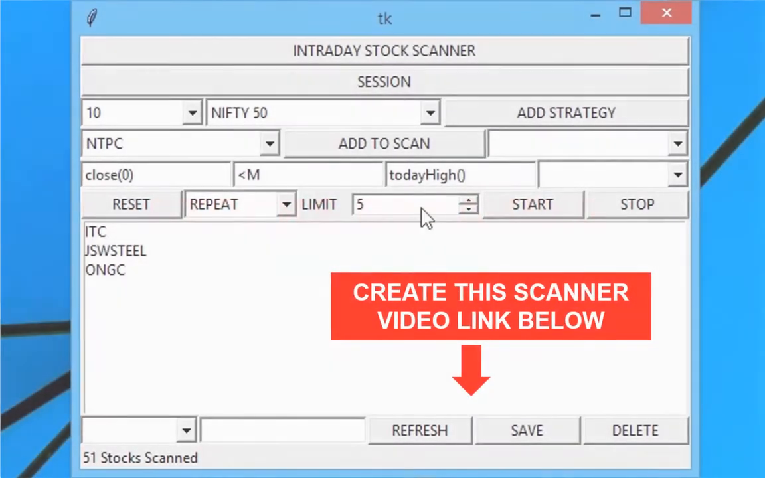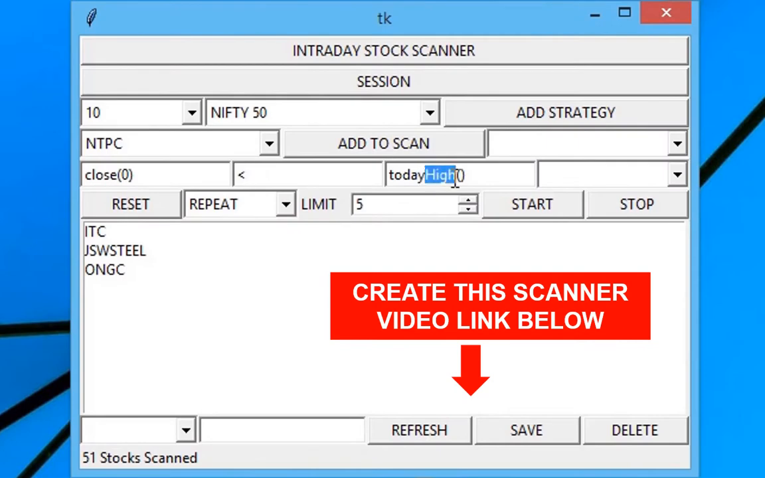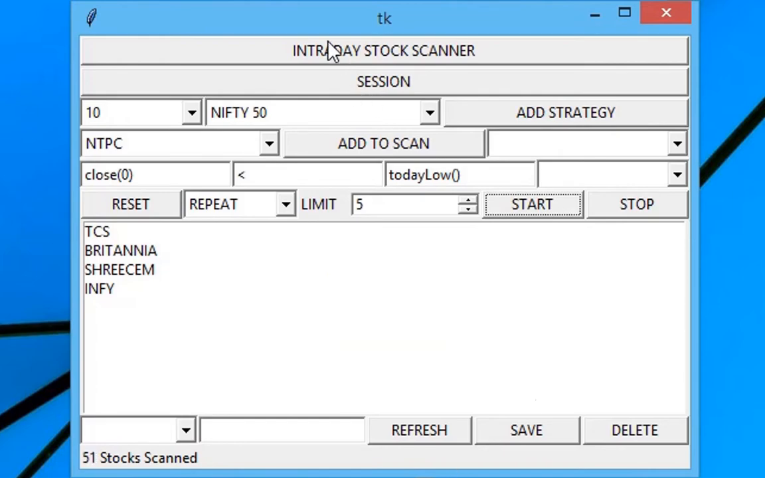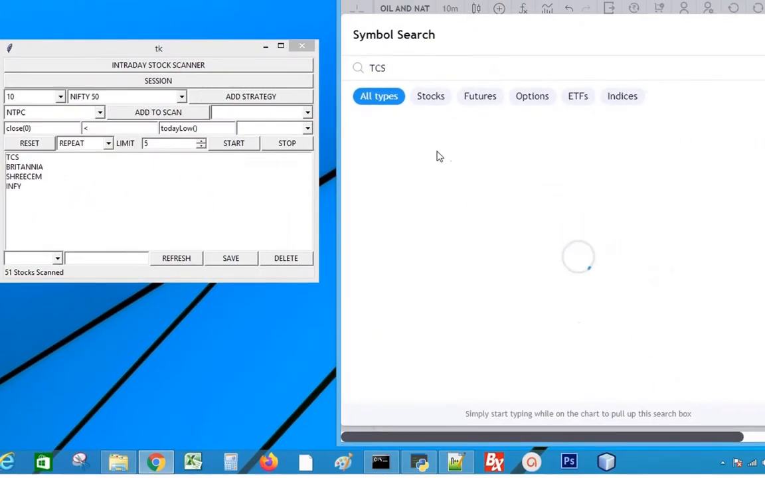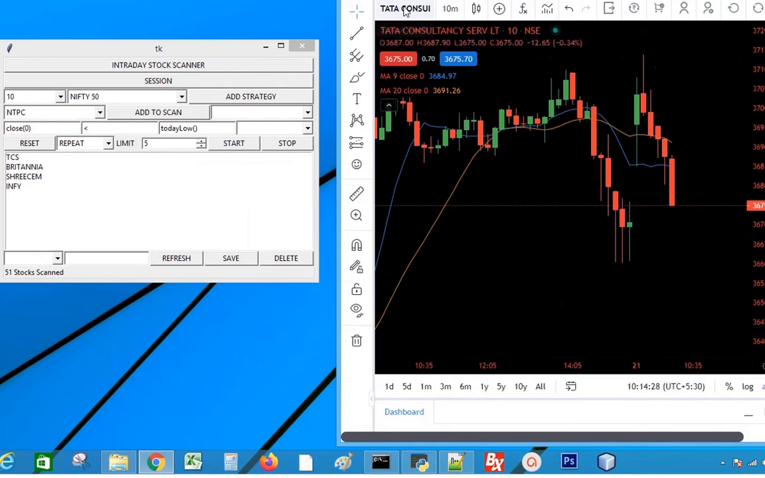Next, we can filter the stocks crossing day low. That means close of 0 is lower than today low. There are 4 stocks satisfying this condition. Now we can check each of them in chart.